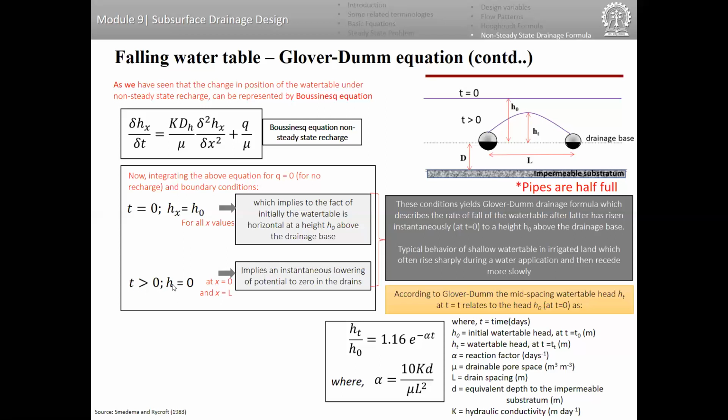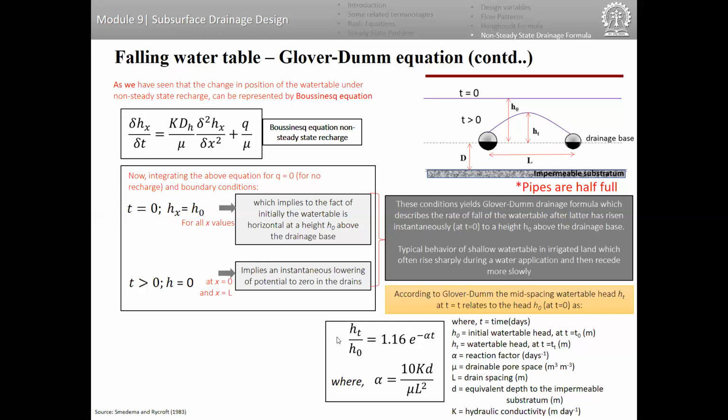So at t greater than 0, h will be 0 at x equal to 0 and x equal to L. This implies an instantaneous lowering of potential to 0 in the drains. Now according to the Boussinesq-Glover equation, the mid-spacing water table head at time t, denoted by ht, can be related to the initial time t equal to 0, when the water table head was h0.